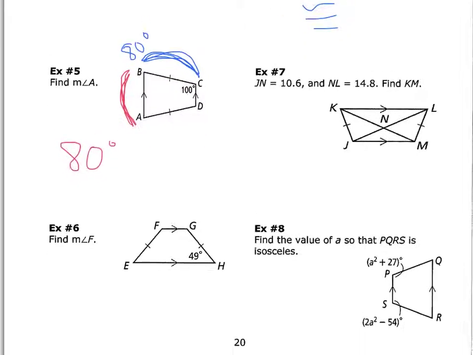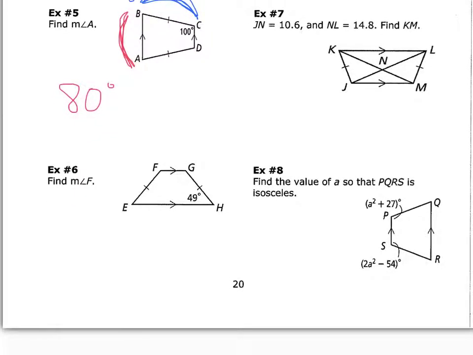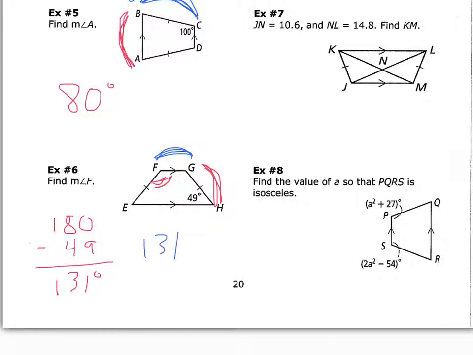Let's look at number 6 real quick, and we want to find measure angle F. Since G and H are supplementary, we can take 180 minus 49, and that will give us 131. And since G is congruent to F, we know that F would be 131 degrees. So these aren't so bad.